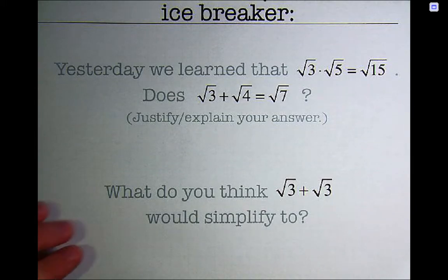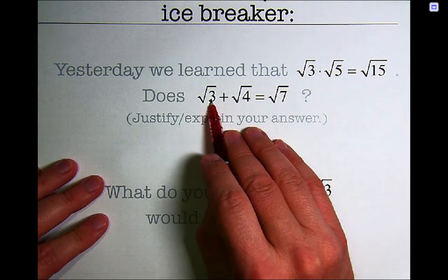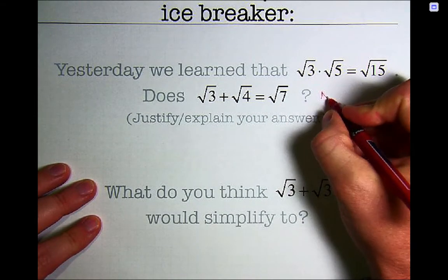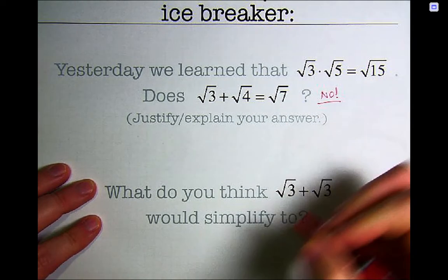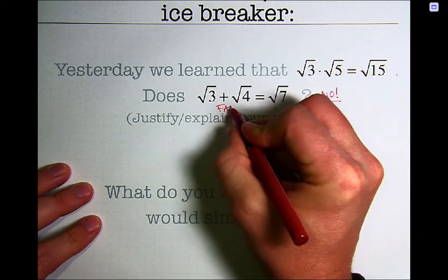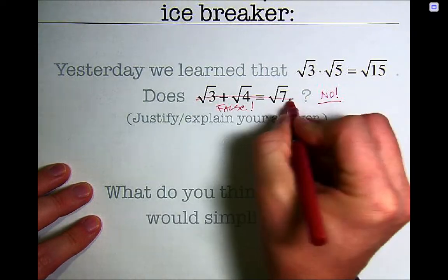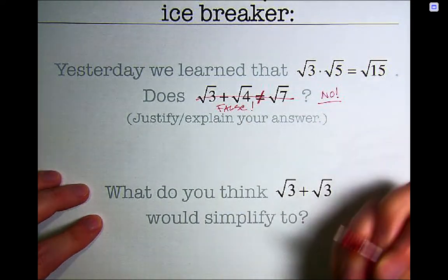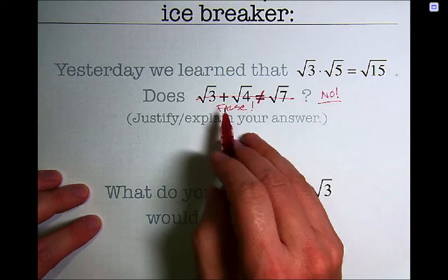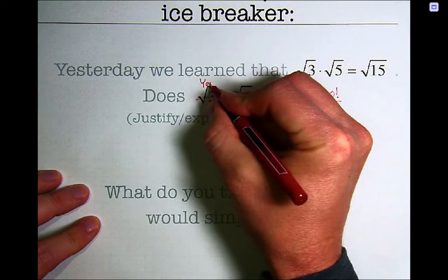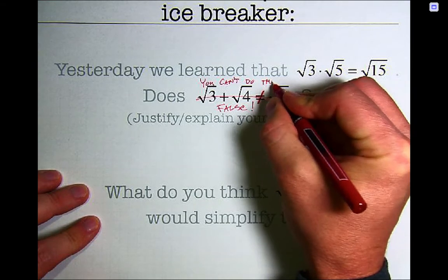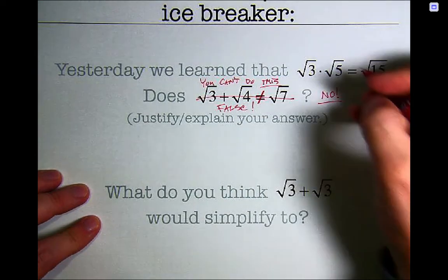Okay, what did you find out? Does the square root of 3 plus the square root of 4 equal the square root of 7? The answer is no, it doesn't work. This is false. The square root of 3 plus the square root of 4 does not equal the square root of 7. So you can't do this, even though you can do this.